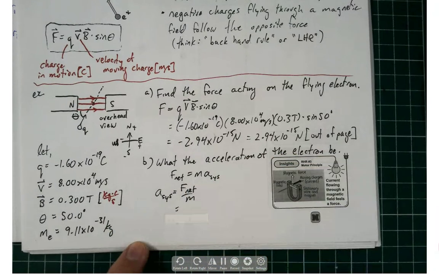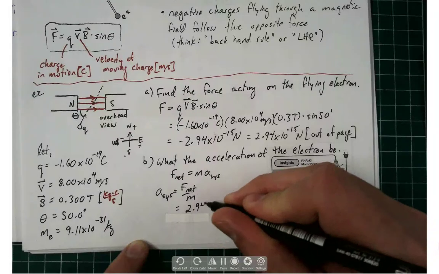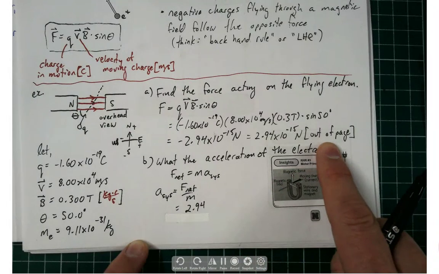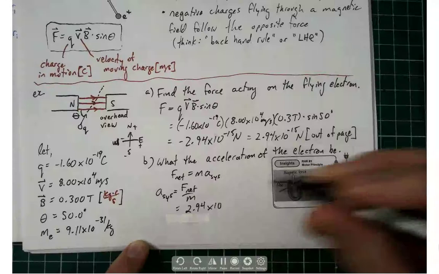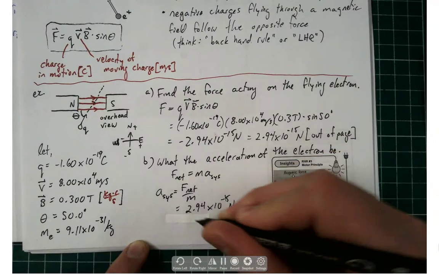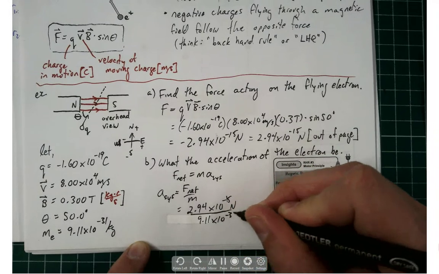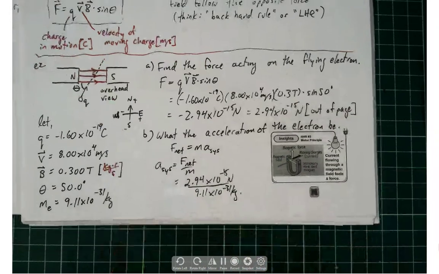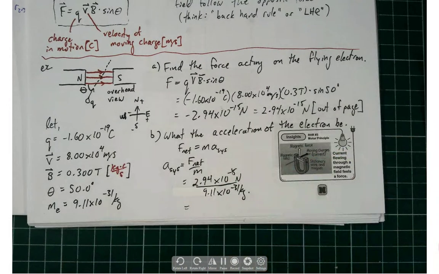And so if we want to figure out the acceleration of this thing, we've already got 2.94. Notice I'm going to drop the negative sign because I already know what direction it's going to get accelerated. It's going to get accelerated out of the page. I've already landed on that. 2.94 times 10 to the power of negative 15 newtons divided by the mass of an electron, 9.11 times 10 to the power of negative 31 kilograms. I mean, these numbers are tiny, but that's okay. It's a tiny little thing. And don't be afraid if the acceleration ends up being a big value. That's not a terrible thing either.